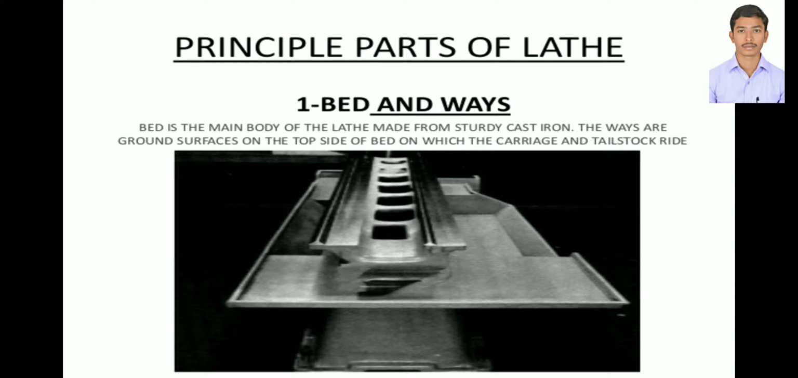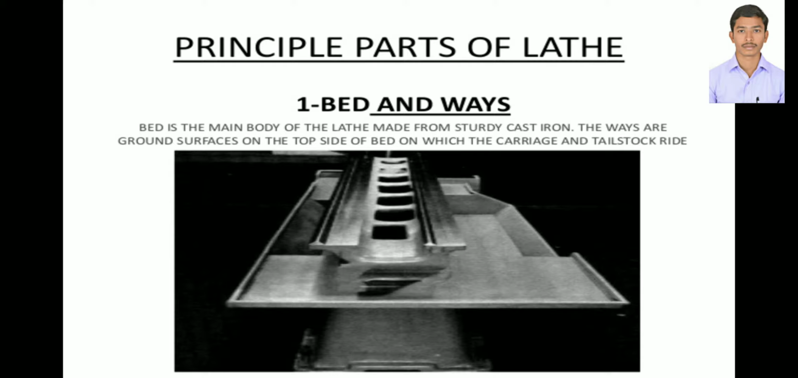So these are all things we will discuss. The bed is the main body of the lathe, made from sturdy cast iron. What type of material is used for the bed? It is cast iron. So cast iron is the material used to prepare the bed.